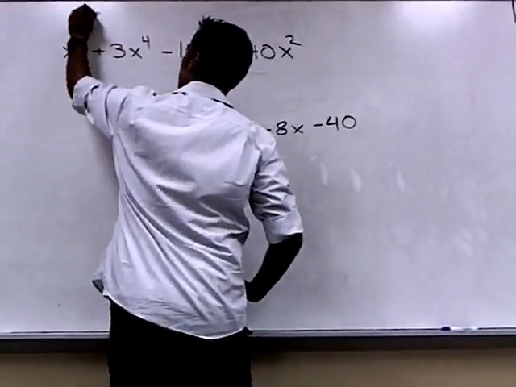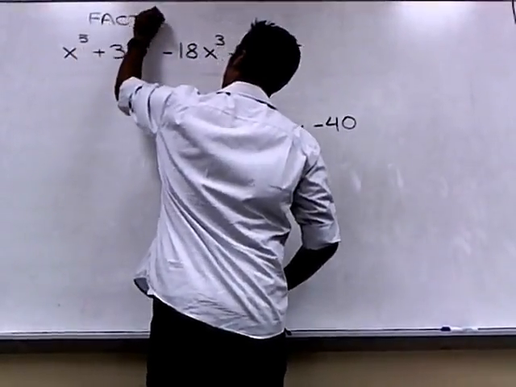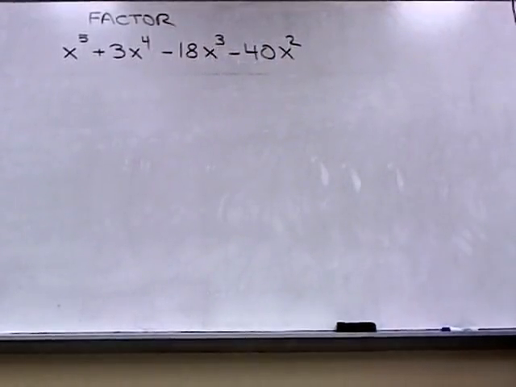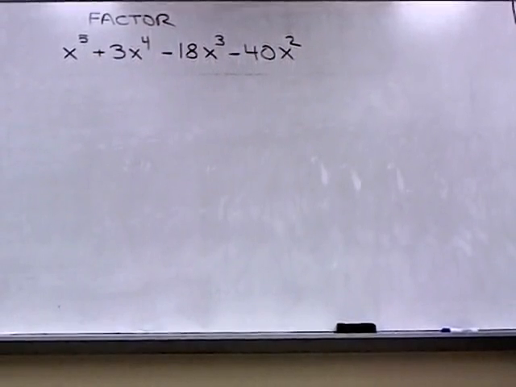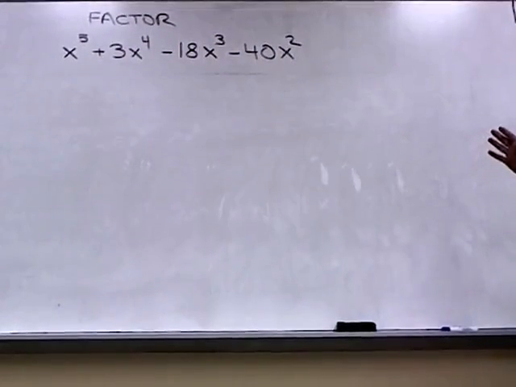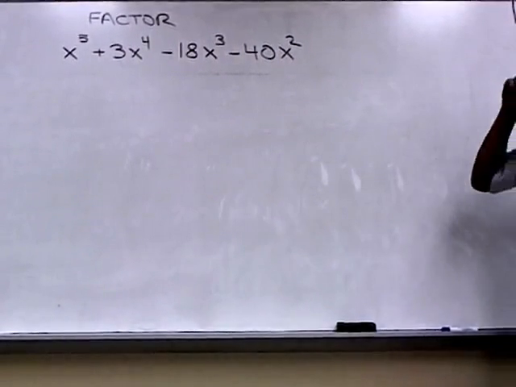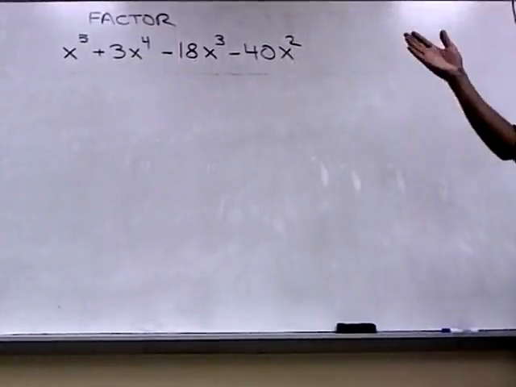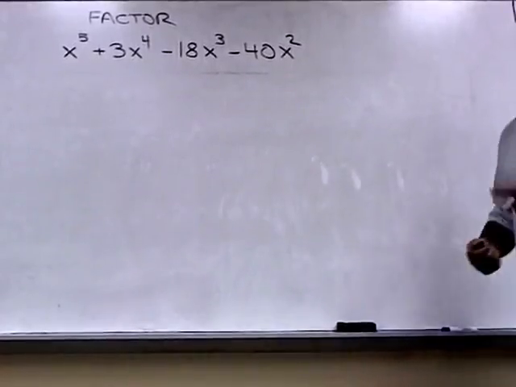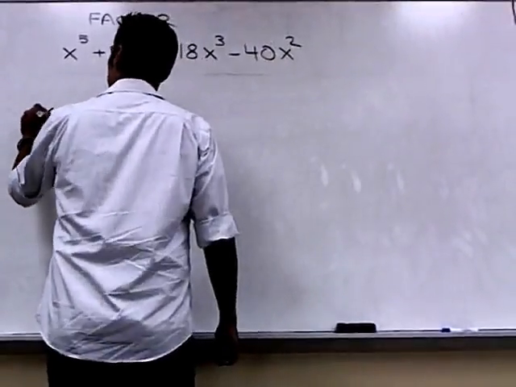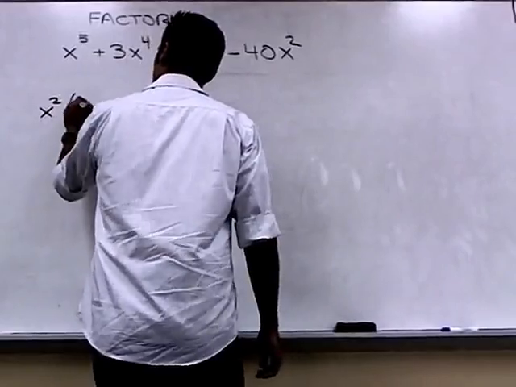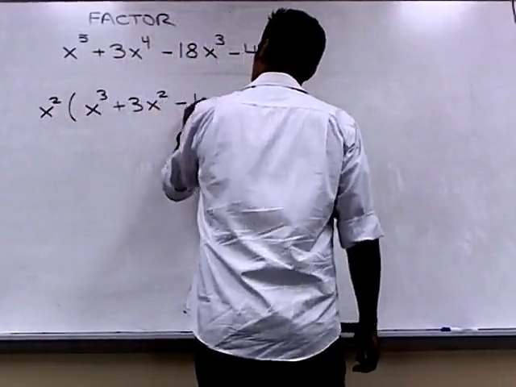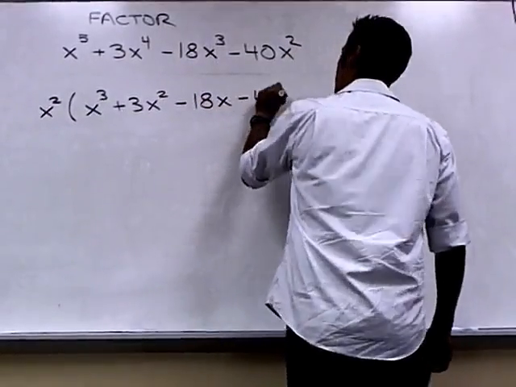The instructions here are to factor. Right? So I'll help you just with the first step, because I don't want you all to mess this part up. What is the first step to factoring everything? GCF. Is there a GCF here? x squared. So that's the first thing that comes out, x squared. And then you're left with x cubed plus 3x squared minus 18x minus 40.